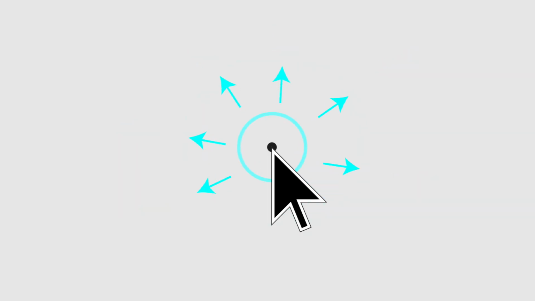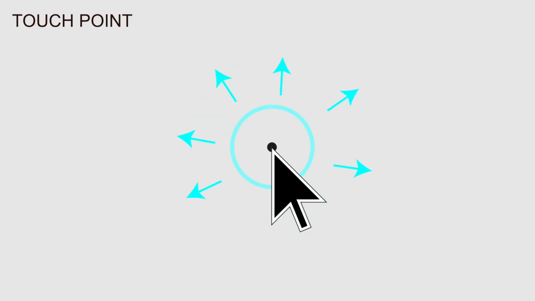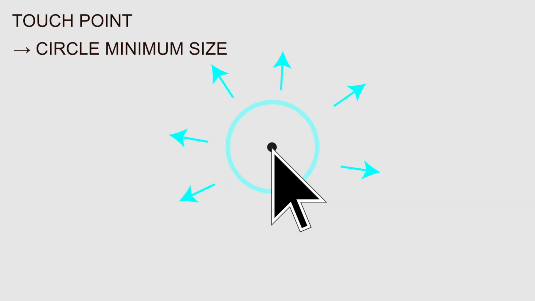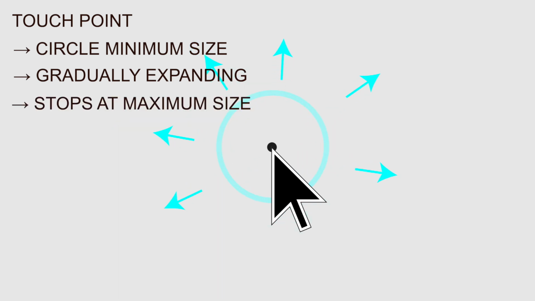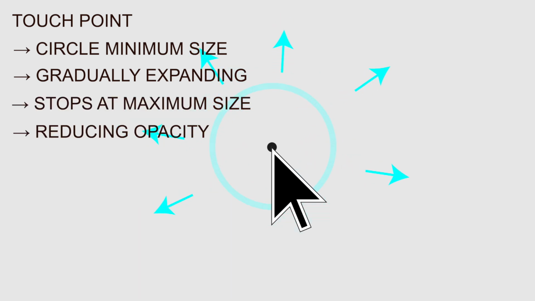The algorithm to animate the ripples is very simple. From the touch point, we start drawing a white circle with a minimum size, then gradually enlarge and expand it until reaching a maximum size where we stop rendering the circle. While expanding, we also reduce the circle opacity to create a graceful fading effect.